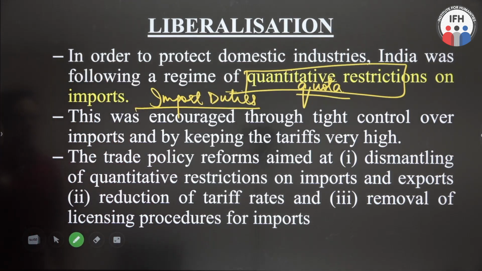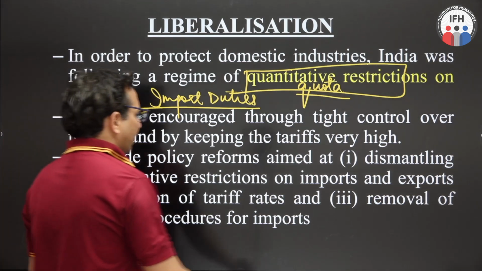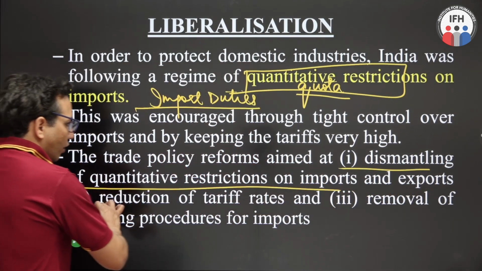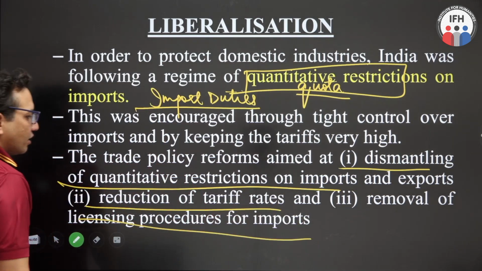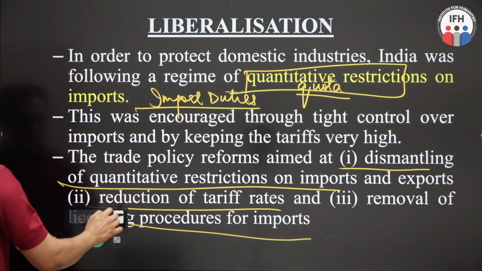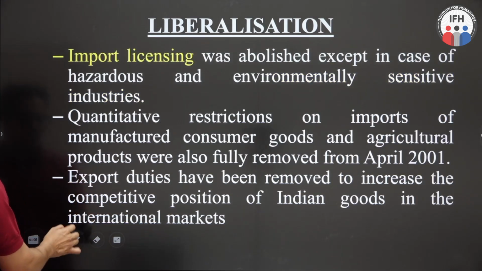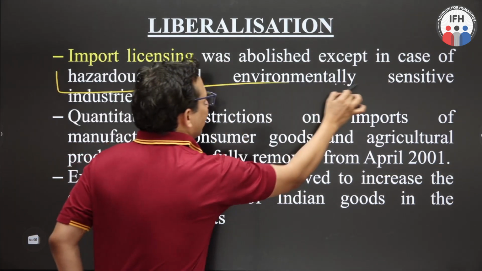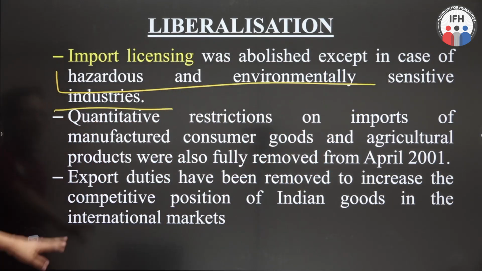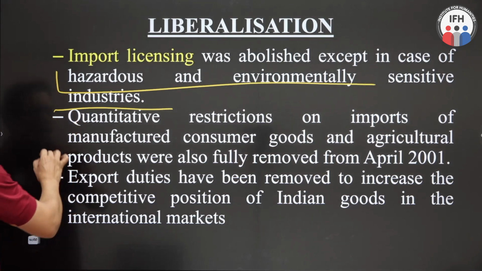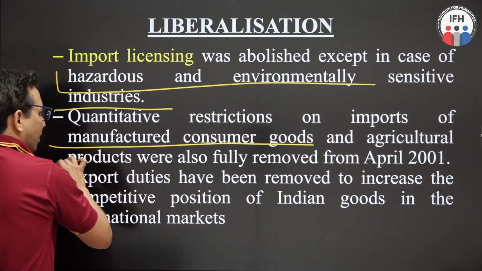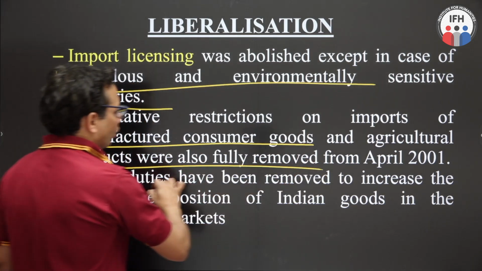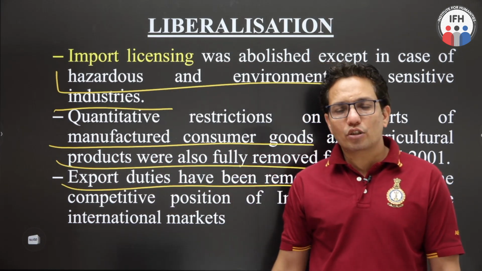All right. So the trade policy reforms aimed at dismantling of quantitative restrictions on imports and exports, reduction of tariff rates, removal of licensing procedures for imports. So now import licensing was abolished except in case of hazardous and environmentally sensitive industries. Quantitative restrictions on imports of manufactured consumer goods and agricultural commodities were fully removed, and export duties have been removed to increase competitiveness of Indian goods.